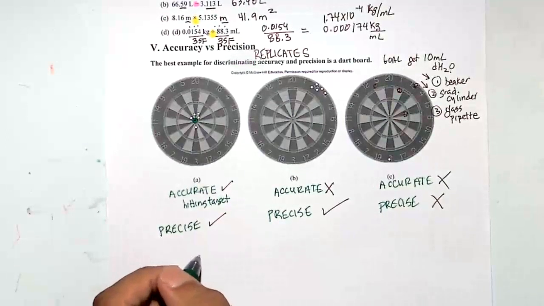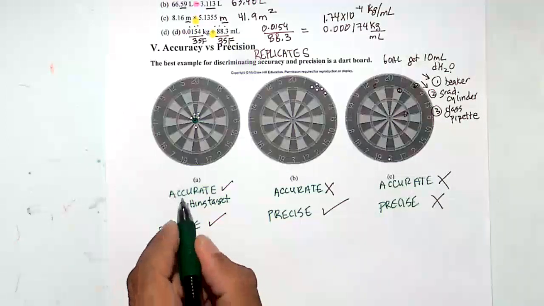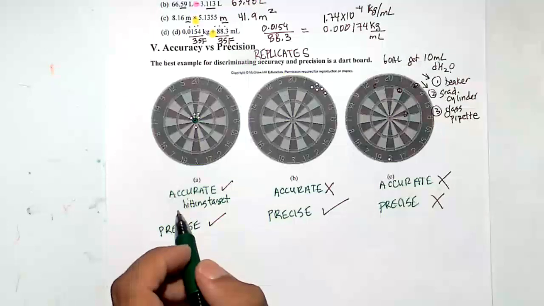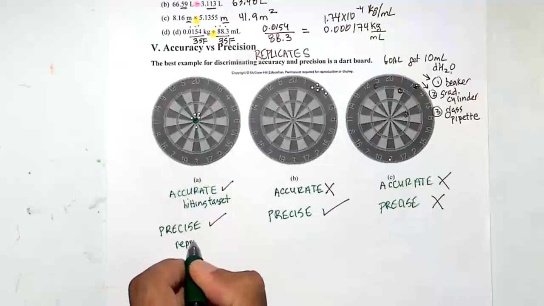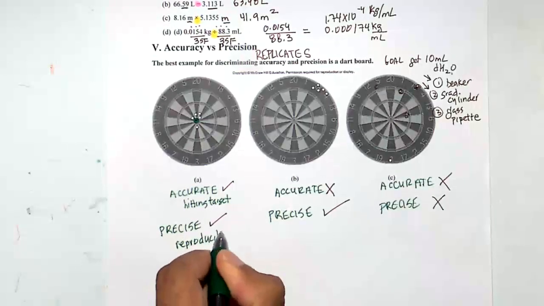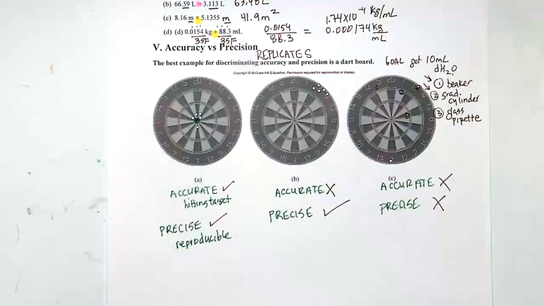Okay, so just remember, precise means how reproducible. Can we get it over and over and over again? So accurate means hitting your target. Precise means reproducible over and over again.